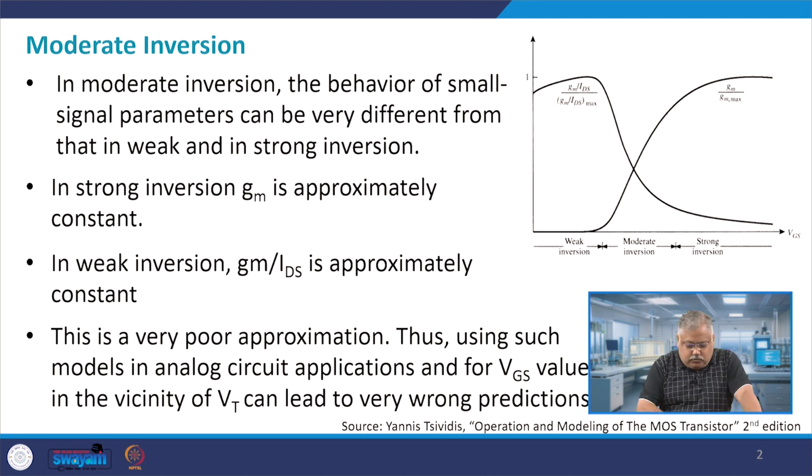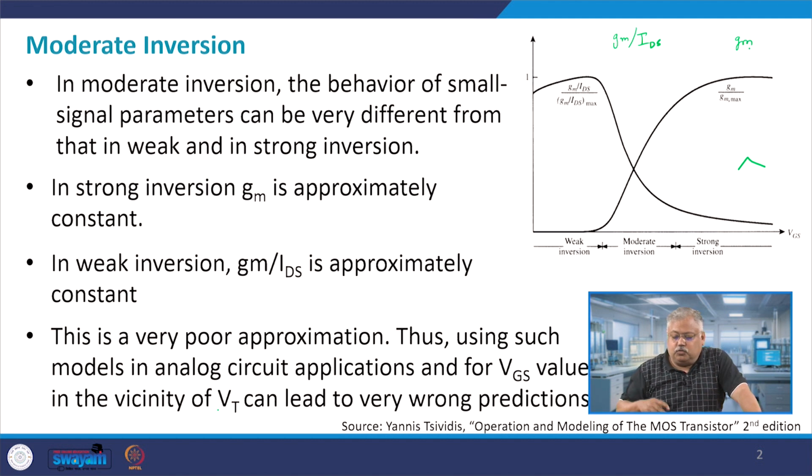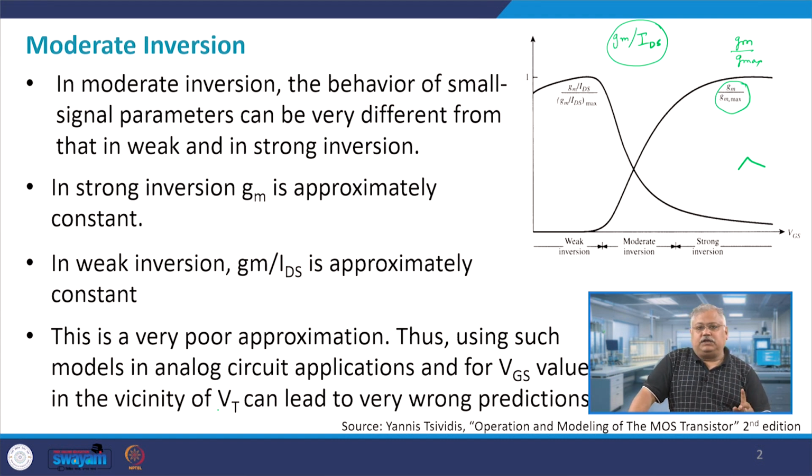So, on the right hand side, if you look at the graph here carefully, it basically gives you a normalized value of two parameters. The first parameter is GM by IDS and the second parameter is basically just GM. So, these are the two parameters which we are looking into, and this is normalized. So, you have GM by GM max and GM by IDS. The maximum value of both these quantities will obviously be equal to 1, and as the region of inversion varies, the variations will take place for these quantities.